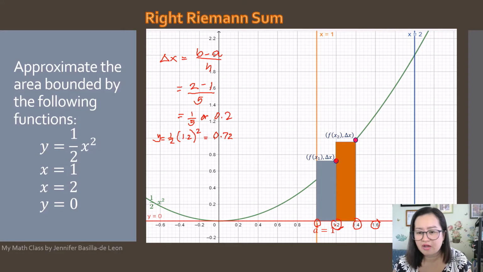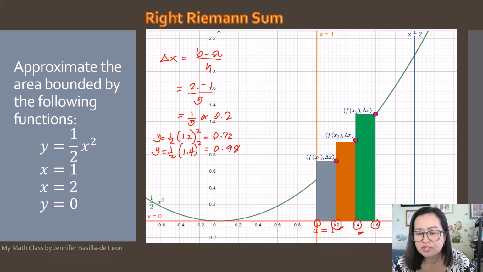Now for the second rectangle, we will still have delta x as the width, and for the length, we will have the second value of x, which is 1.4. So evaluating the function 1/2 times 1.4 raised to the second power, we shall have 0.98. We continue the same procedure. So we would be able to get the length of the third rectangle by using x equals 1.6.